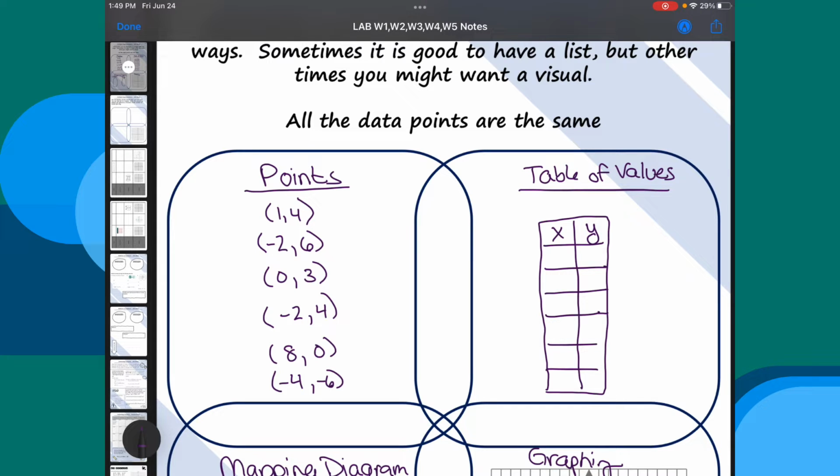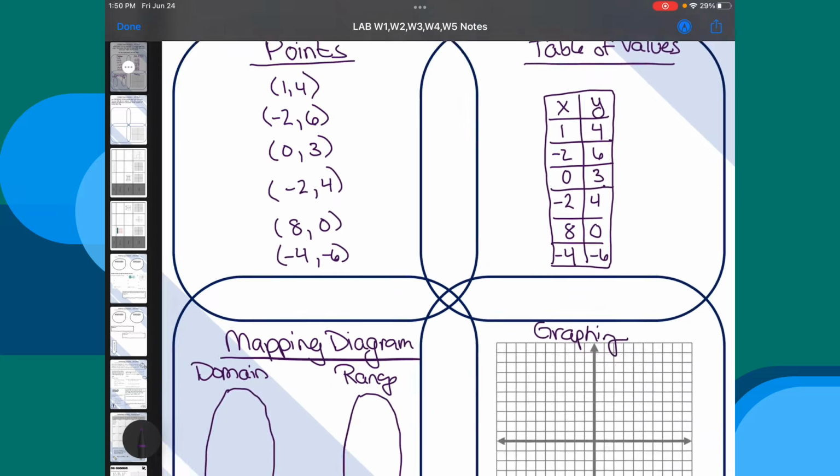You could also take those same points and put them in what's called a table of values. We would put the x value in the x column and the y value in the y column. So that point (1, 4) would just go into the table of values as 1, 4. Negative 2, 6, 0, 3, negative 2, 4, 8, 0, negative 4, negative 6. So instead of writing them as a point, we could put them in a table of values. You could then manipulate the data from there.